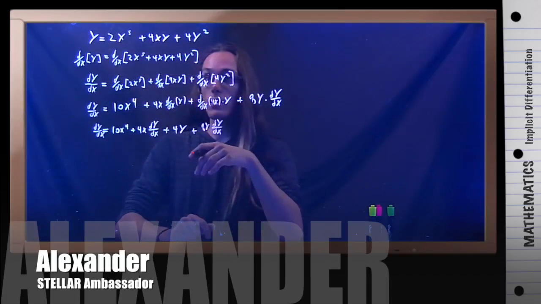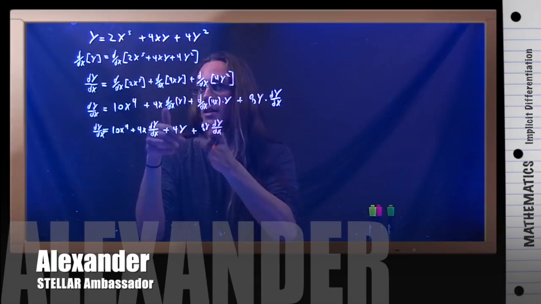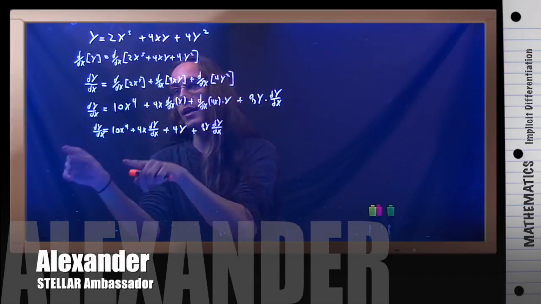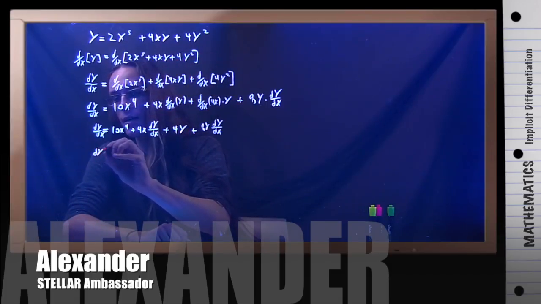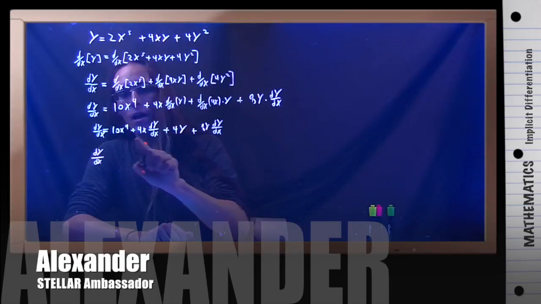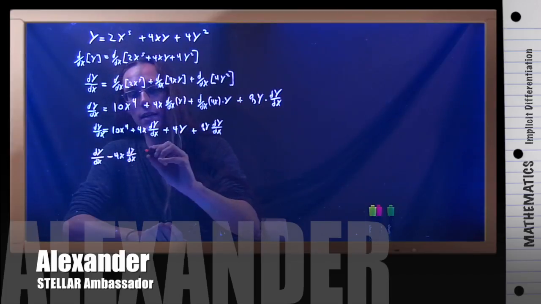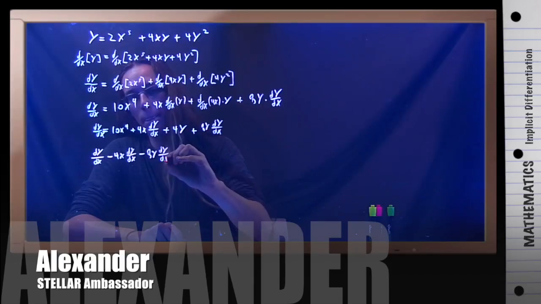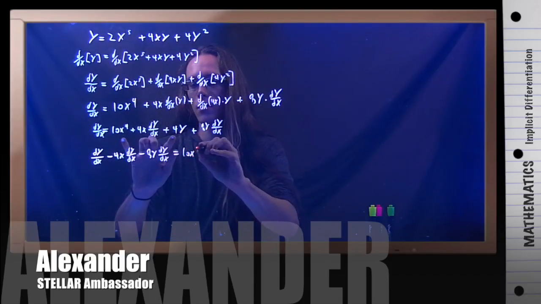Okay, the hard part, taking the derivatives, is done. Now what I have to do is get dy/dx by itself. So I'm going to move these two terms that have a dy/dx over here so I can factor it out. And so that's going to look like this. I'm going to have dy/dx. I'll bring this over, so minus 4x dy/dx minus 8y dy/dx. And that's equal to what I left over here, which is 10x to the fourth plus 4y.